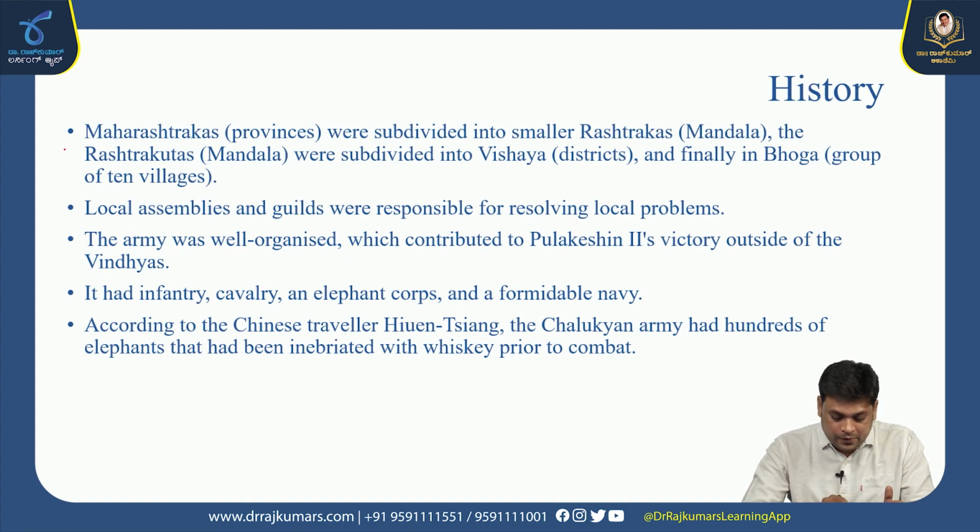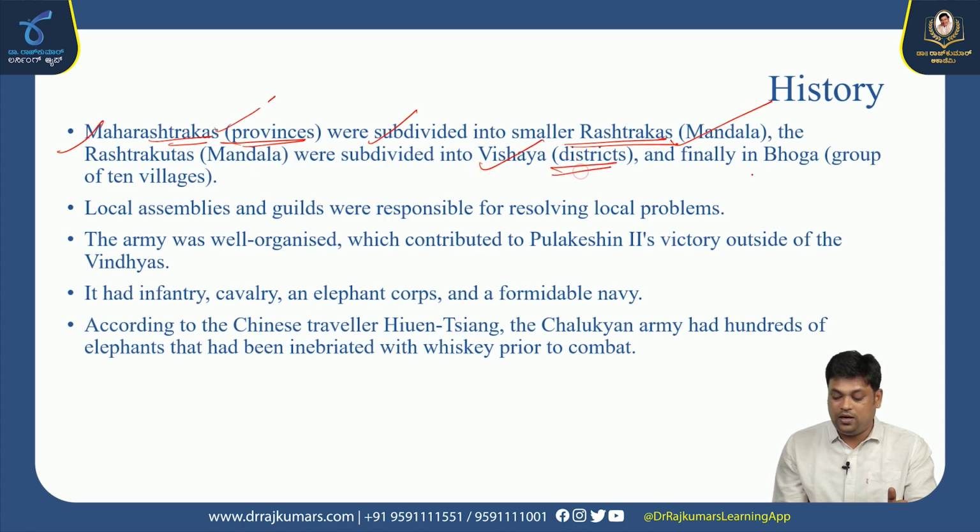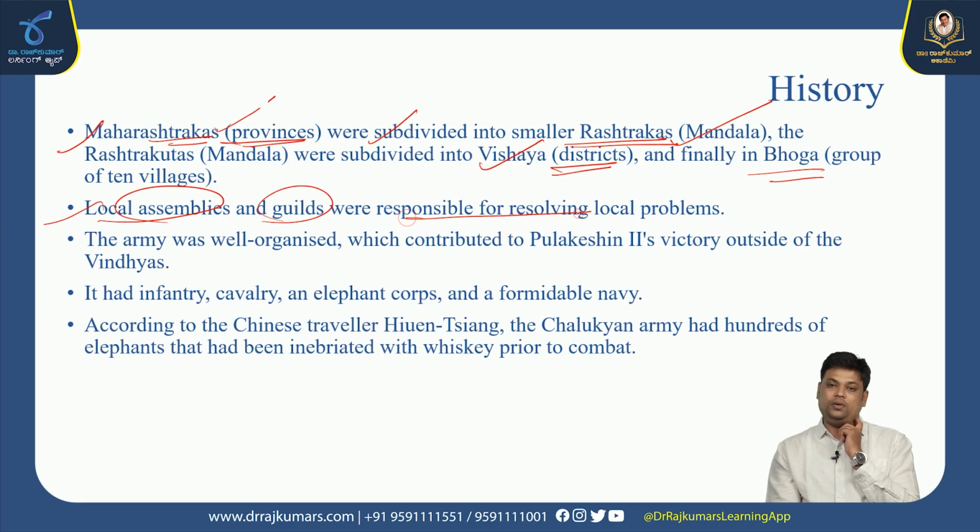Okay. So Maharashtrakas, Rashtrakas, which means provinces. The complete state was divided into Maharashtrakas, that subdivided into Rashtrakas, which are known as Mandalas, then further divided into Vishyas, districts, finally, which come into Boga. Boga means a group of 10 villages. Local assemblies and guilds were responsible for resolving local problems. Okay, guilds means an association of any particular profession, which is known as a guild.